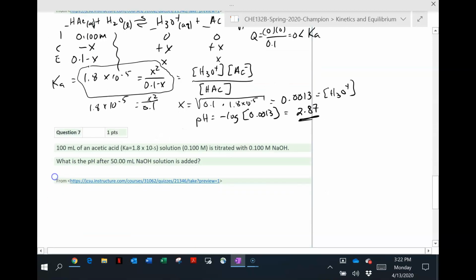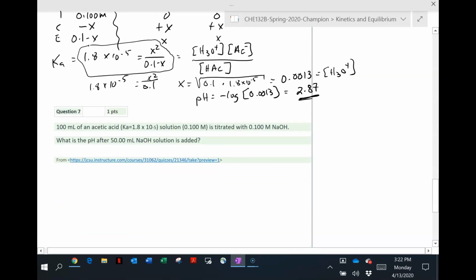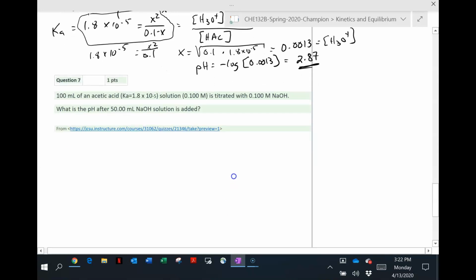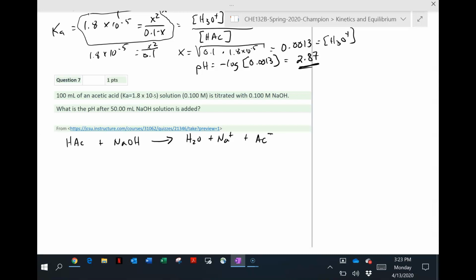All right, moving on to question 7. Now we've gotten a little further in the titration. Now we've added 50 milliliters of NaOH. And at this point, we're going to look at the one-way reaction where I have acetic acid reacting with sodium hydroxide. Sodium hydroxide is a strong base, so it's going to react. It's going to make water. We'll have a sodium ion, and we'll have the acetate ion. Okay, so the H from the acetic acid and the OH from NaOH get together and make water. Then we have the acetate ion left over and the sodium ion, which would balance its charge.